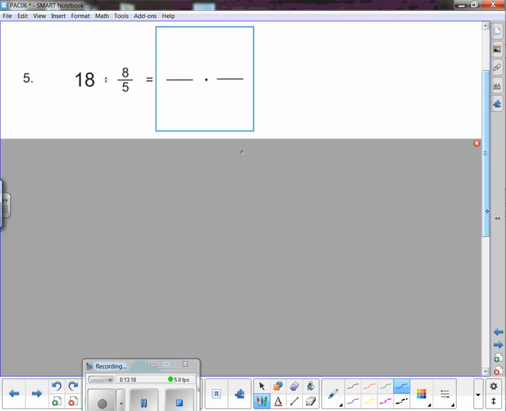What about if the whole number's in the front? Is that going to drive us crazy? A piece of cake. Just put it over 1. So 18/1. Flip or invert the second one, 5/8. Don't be a bum. Go ahead and finish it. I'll finish it. We'll see if we end up at the same place.